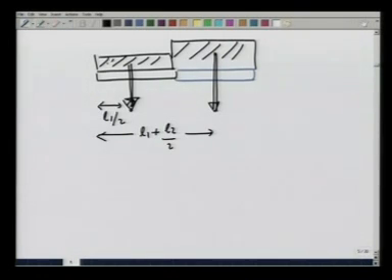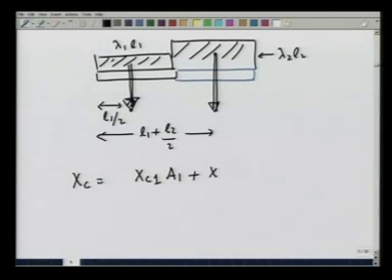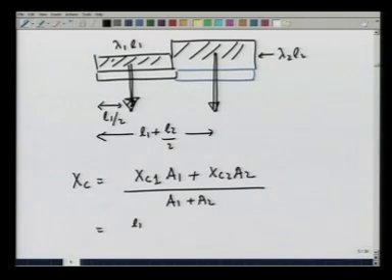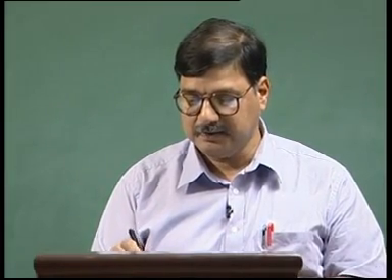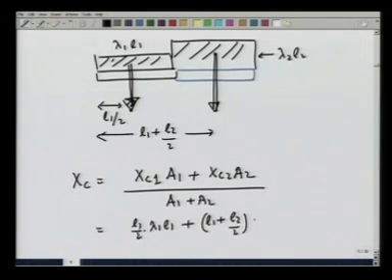The total area here is lambda 1 L1, total area here is lambda 2 L2. So, x c is going to be x c 1, that is the first part, times area 1 plus x c 2 area 2, divided by area 1 plus area 2, and that is going to be L1 over 2 times lambda 1 L1, g would cancel from the top and the bottom, plus x c 2, which is L1 plus L2 divided by 2, times lambda 2 L2, over lambda 1 L1 plus lambda 2 L2.